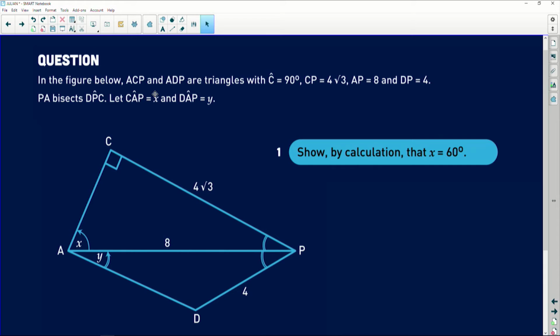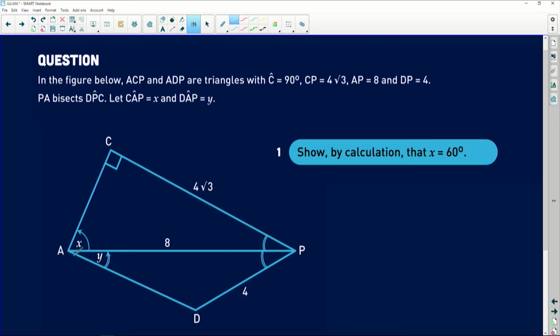Great question. Thanks for that question, Dewey. Let's have a look at what it has to say. It says here, in the figure below, ACP and ADP are triangles with C equal to 90 degrees, CP equals 4 root 3, AP equals 8, and DP equals 4. It says PA bisects DPC.